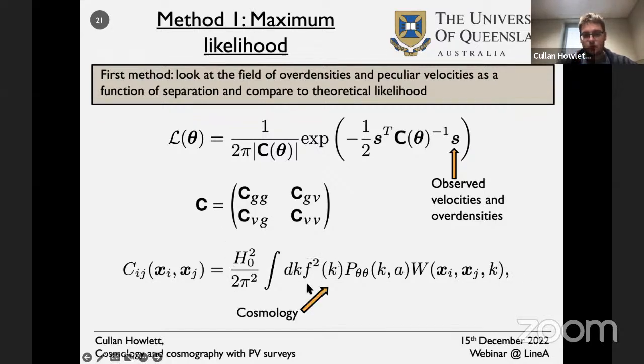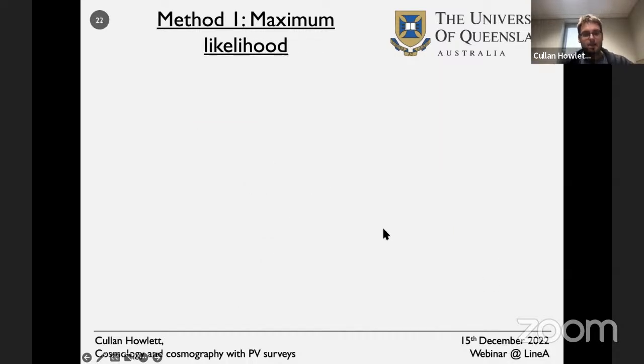So your cosmology dependence enters into these C terms, and this W term here really just depends on the geometry of your survey. So it just depends on how a galaxy at position I is related to a galaxy at position J.